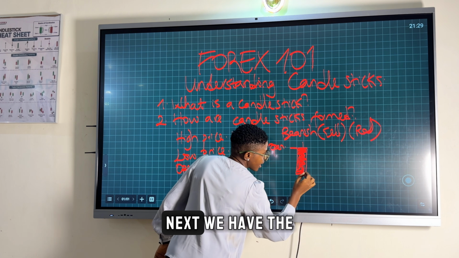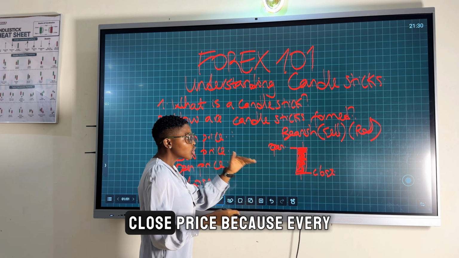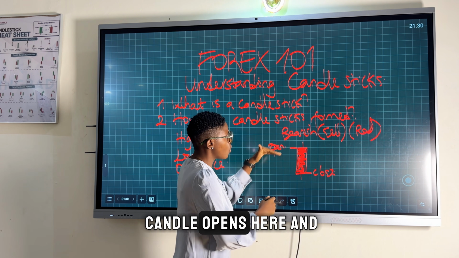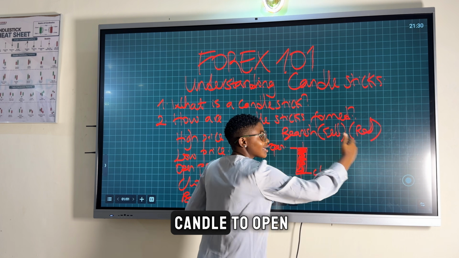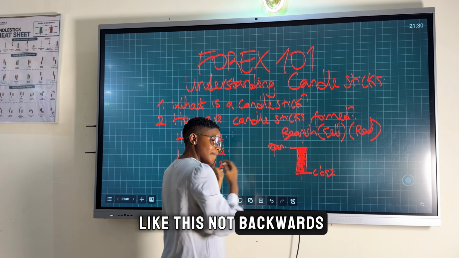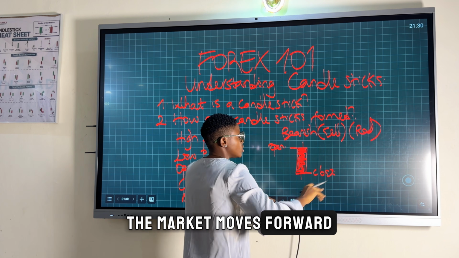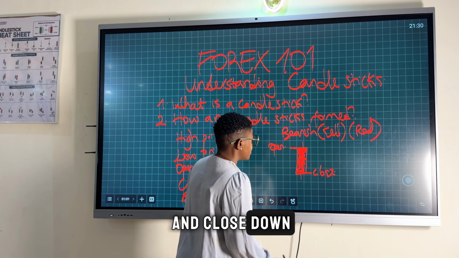Next, we have the close price down here, because every candle opens here and then closes here, preparing for the next candle to open. Remember, the market moves like this, not backwards. The market moves forward. So the bearish candle would open from here and close down.